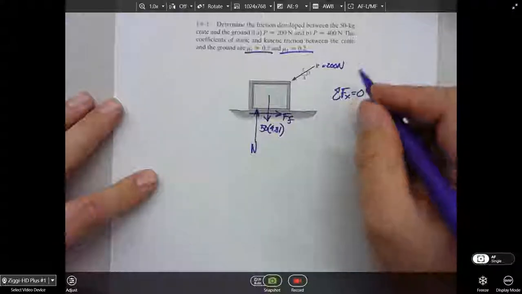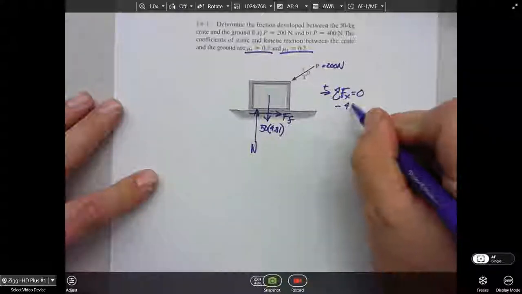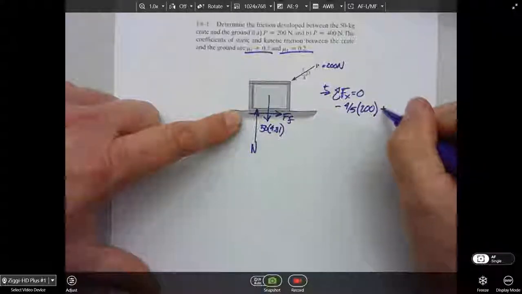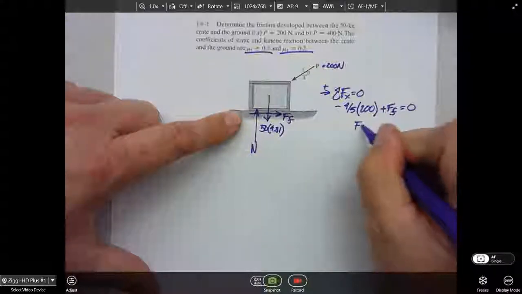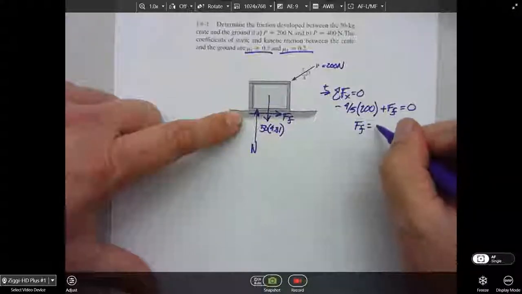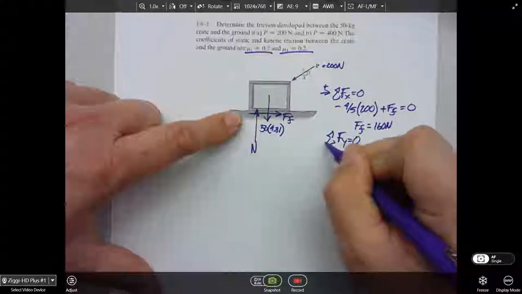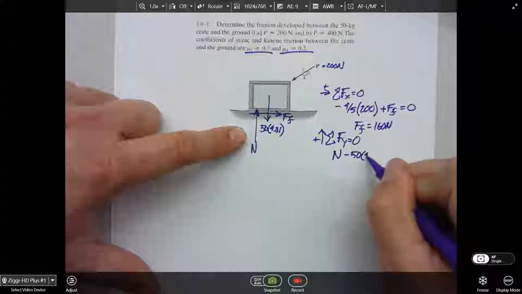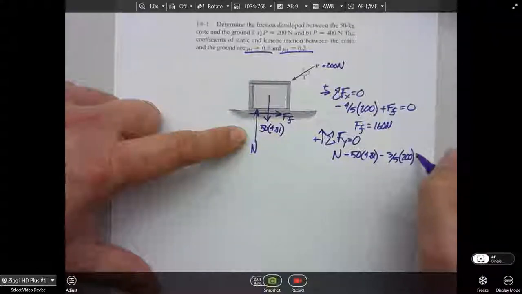Sum of the forces in the X, I always like right being positive. Negative 4/5 times 200 plus the force of friction equals 0, right? So in this case, we find that the force of friction, 4/5 of 200, is going to be 160. And then we'll sum the forces in the Y. We'll have the normal force minus 50 times 9.81 minus 3/5 times 200 equals 0.